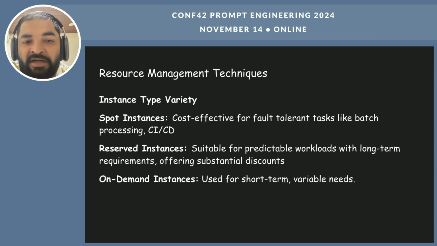And the second one is on-demand instances. On-demand instances are used for short-term variable needs, as you all know. This is the most common type of EC2 instance that we use in our cloud architectures.